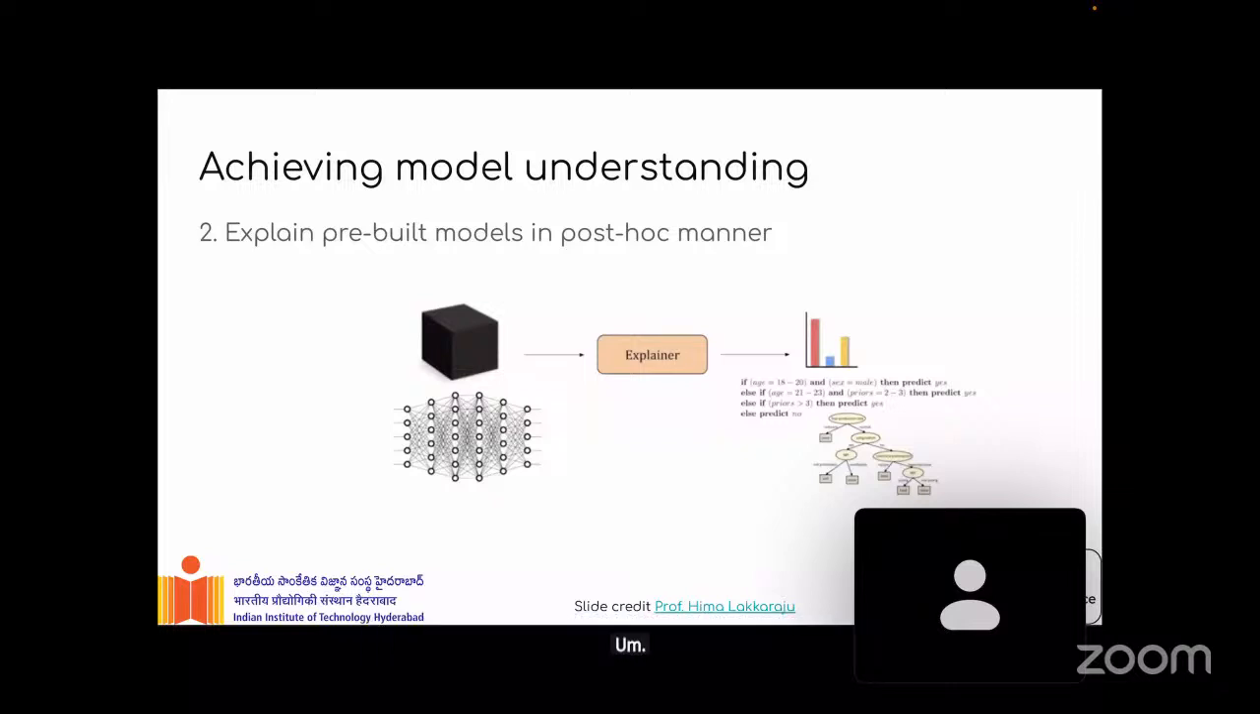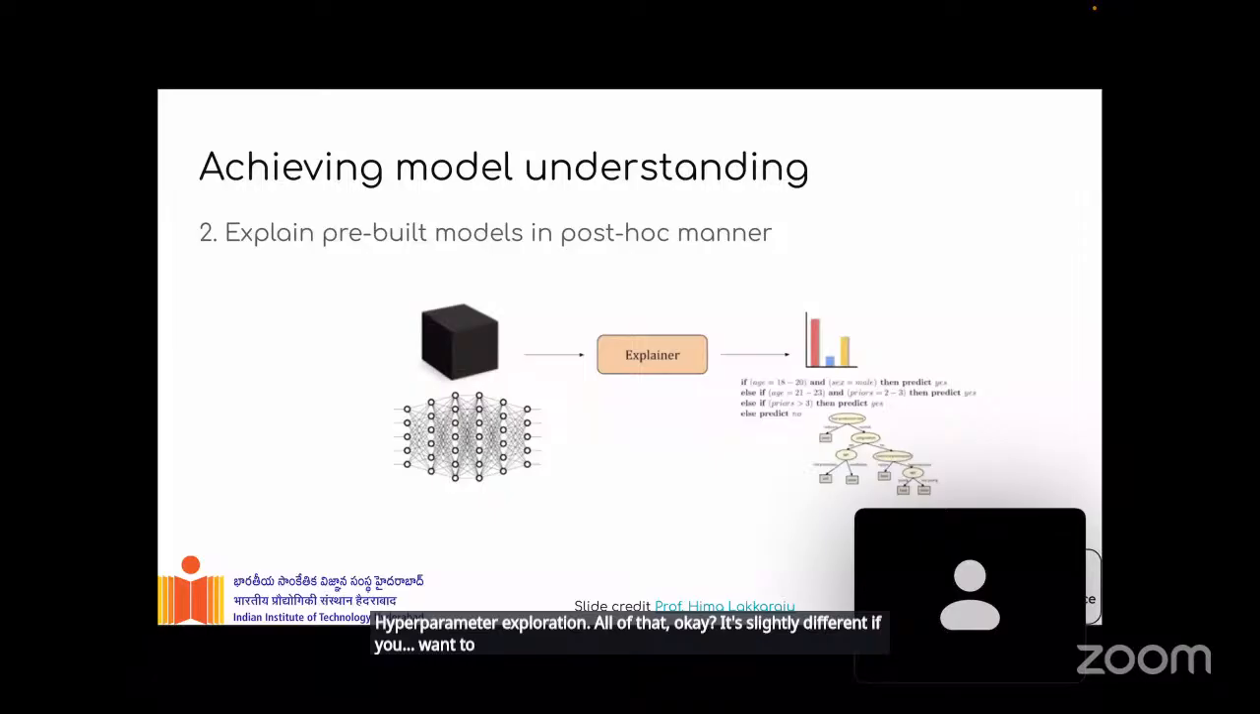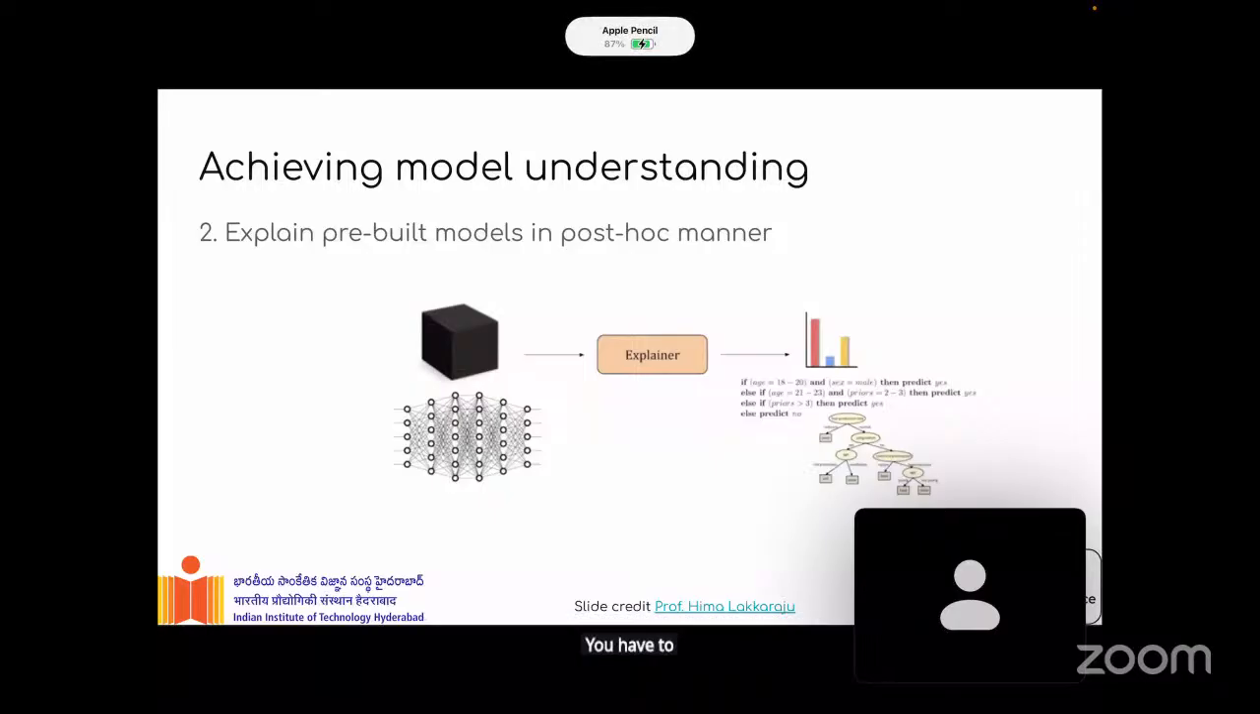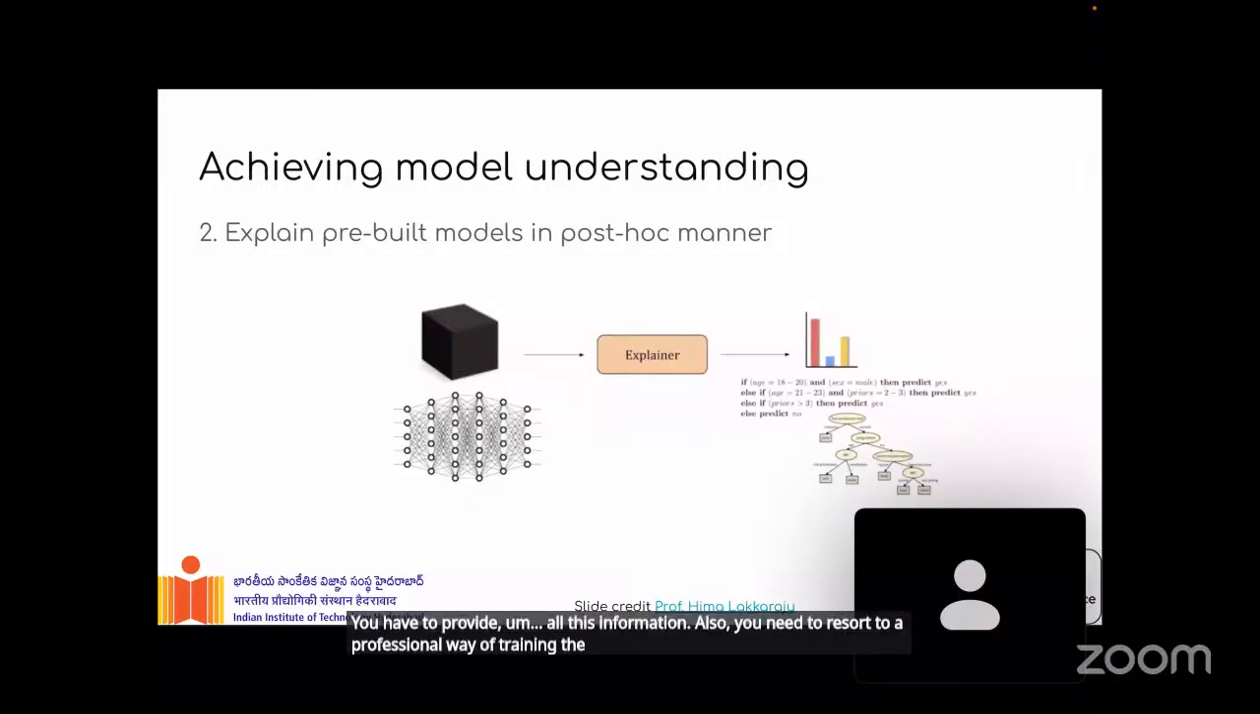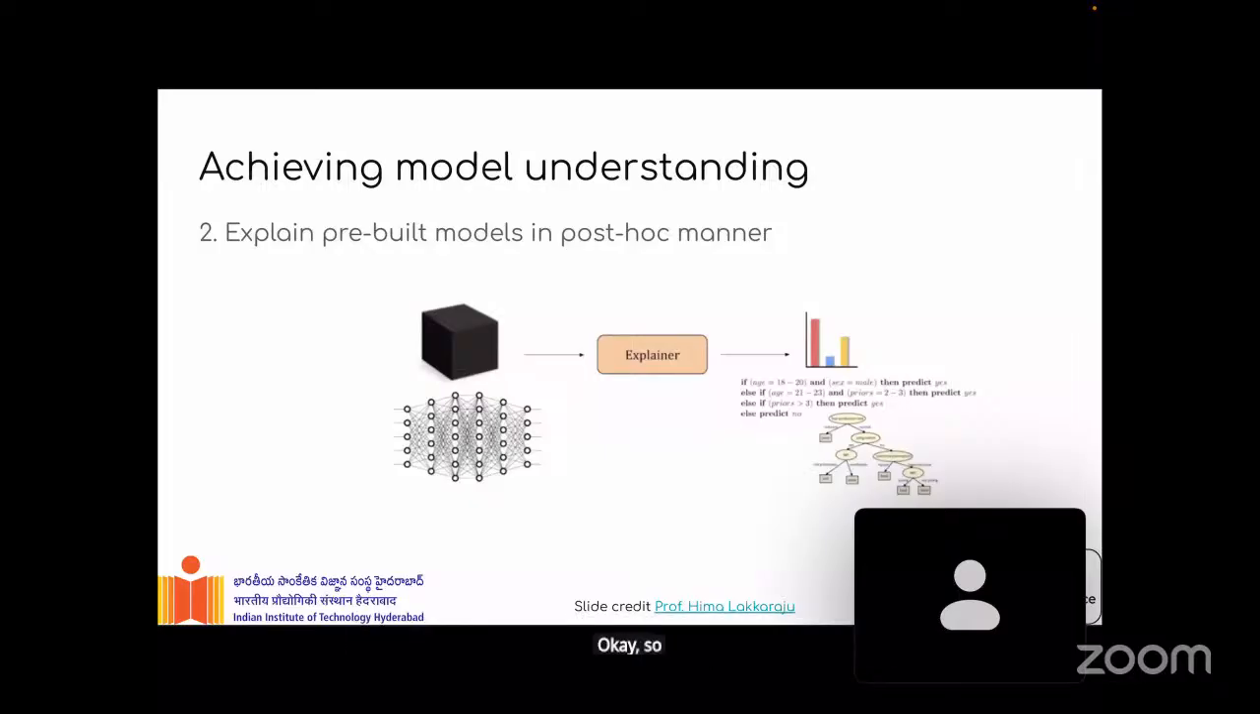Also, particularly in the deep learning era, there is a huge emphasis on hyperparameter tuning and hyperparameter exploration. If you want to easily reproduce a particular model, you have to provide all this information. Also, you need to resort to a professional way of training the model. So reproducibility is about how to get back the same model in a different scenario of training.